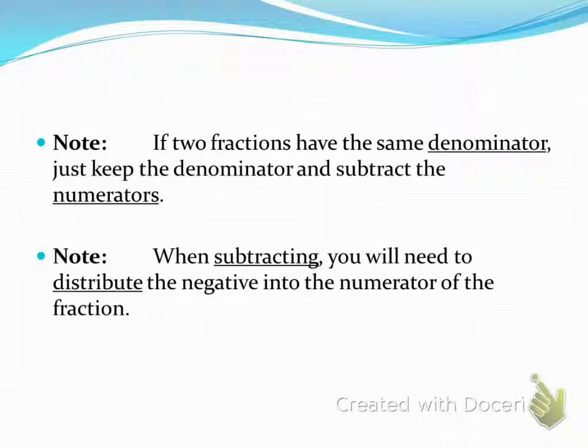All right, our next note. If two fractions have the same denominator, just keep the denominator and subtract the numerators. When subtracting, you will need to distribute the negative into the numerator of the fraction. Now, I wish that said the numerator of the second fraction, but I think it'll make more sense when we see a problem.